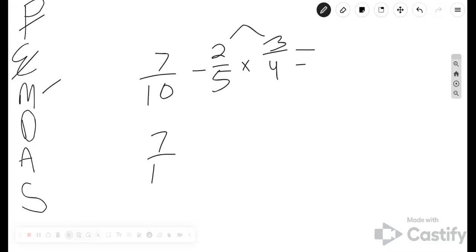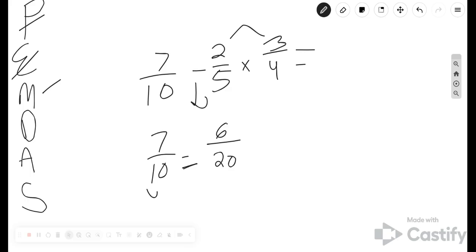You can bring 7 over 10 down, and you can bring the minus sign down. 2 over 5 times 3 over 4. 2 times 3 is 6. 5 times 4 is 20. You have 7 over 10 minus 6 over 20 now. Now you don't have the same denominator. You need to get the same denominator. How do you do that?